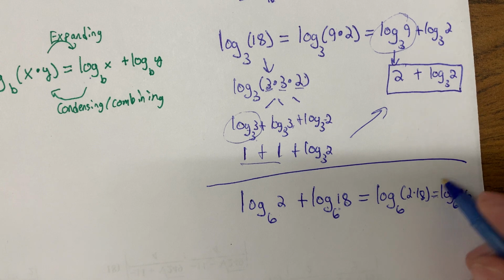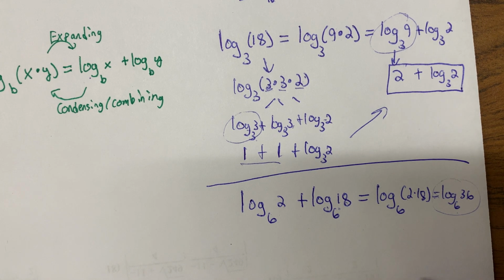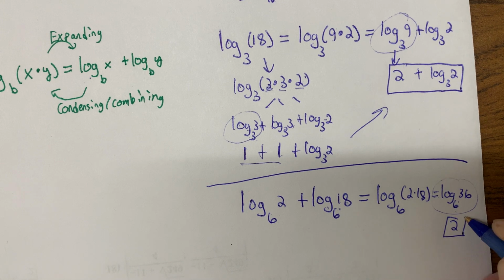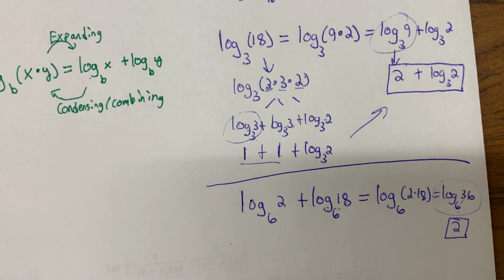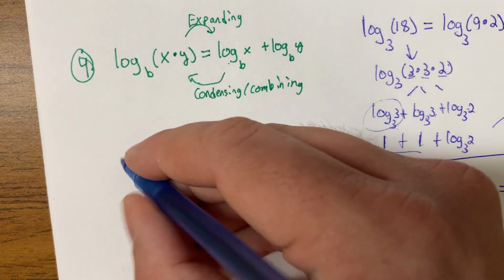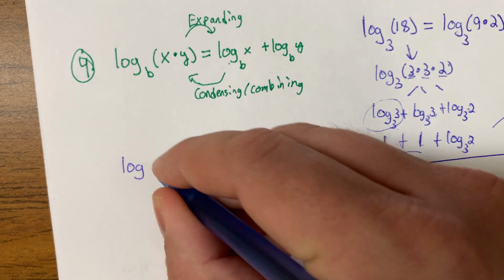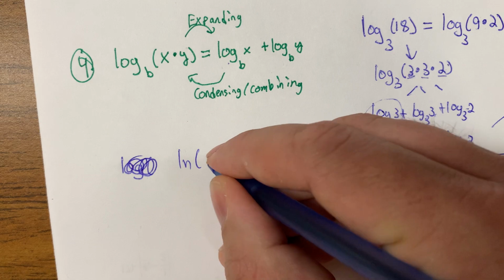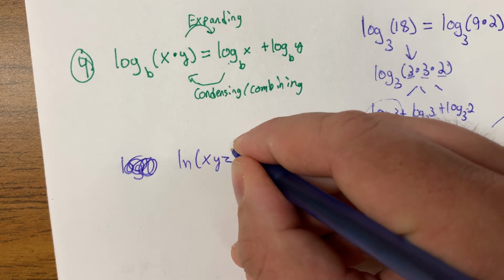But we can evaluate this one. What is log base 6 of 36? Well, 6 to what power gets us 36? The answer is 2. 6 squared is 36. So by combining it, we were able to simplify. Sometimes these just end up having weird fractions, right? Or weird things like log, I'll do natural log this time: natural log of x, y, z.